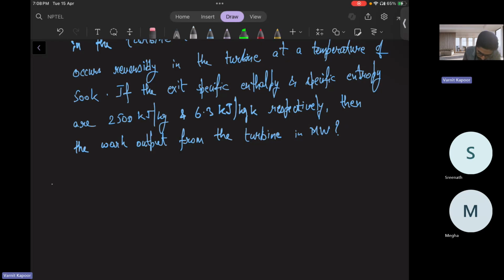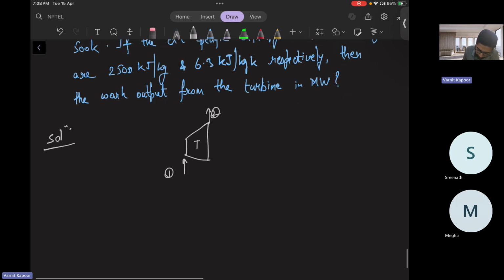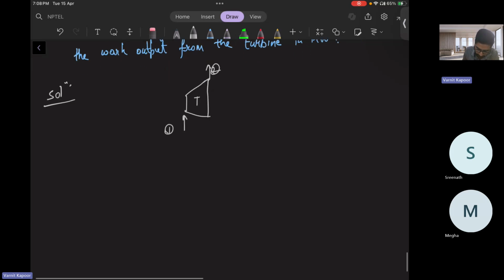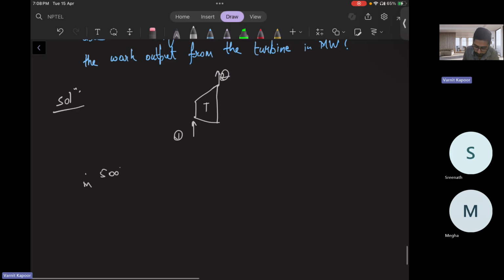So let us do it. Suppose this is the turbine given to you. This is state 1, and from here it exits at state 2. Okay, this is a turbine. All right. So whatever mass enters, the mass flow rate is nothing but 500 kg per second.